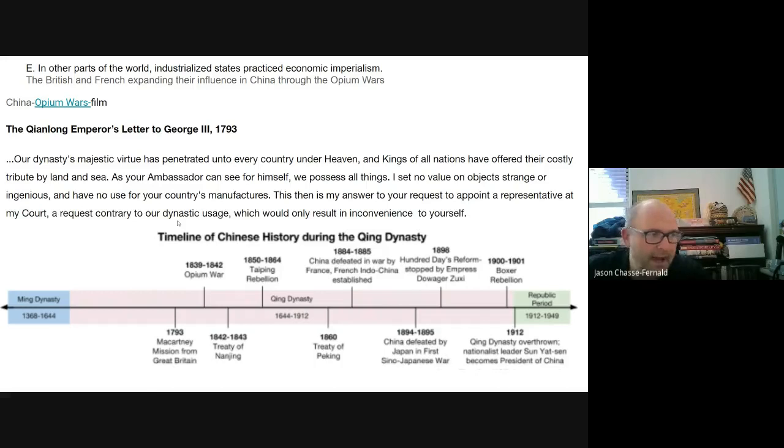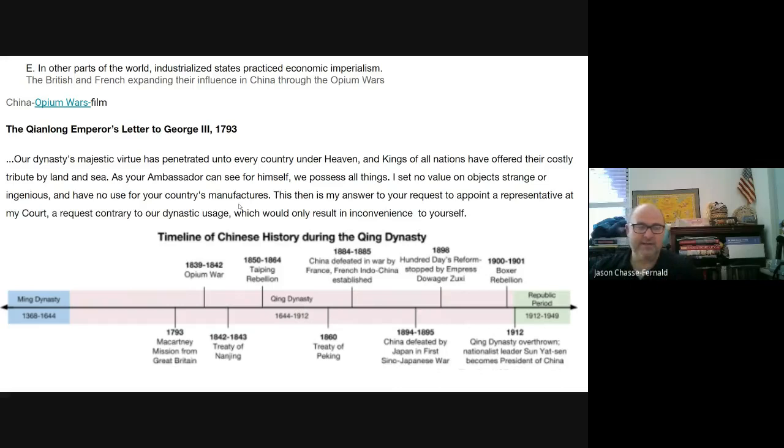All right, so welcome back. Pick up on this object strange and ingenious. Think things like mechanical clocks. That would fall into that category. And of course, your country's manufacturers. What is England known for, or increasingly known for by the late 1700s and early 1800s? They're a manufacturing country. So the Emperor of China is saying, we don't want what you're actually producing.